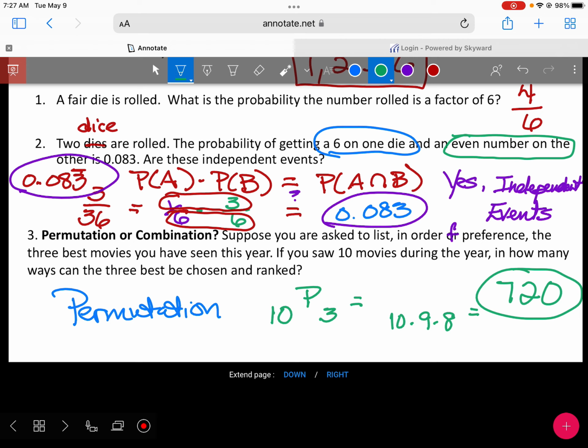Any questions about these 3 problems? And we're going to talk about number 2 coming up here. Any questions?